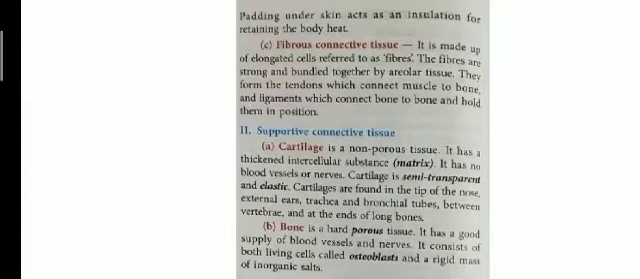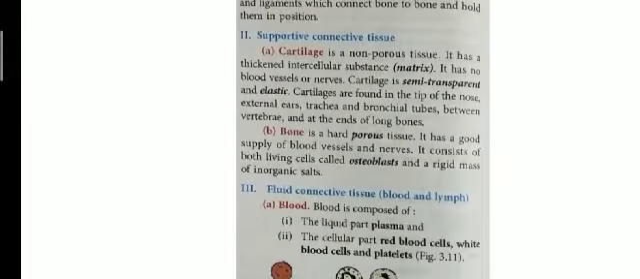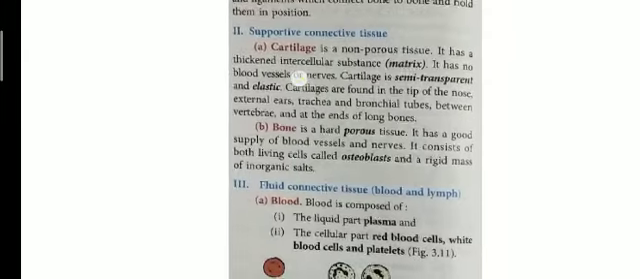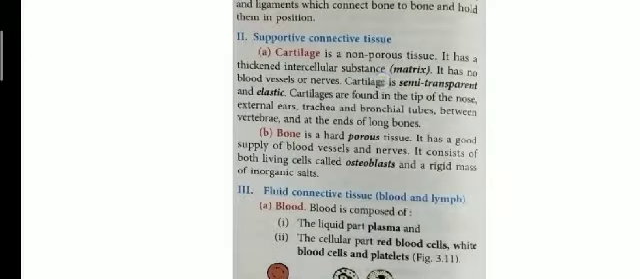Now next one is supportive connective tissue. Supportive is of two types, which give support to our body. First one is cartilage, another one is bone. Remember, cartilages are non-porous, whereas bone is porous tissue. It has thick intercellular substances, so it has a matrix. It does not have any blood vessels or nerves. They are semi-transparent and elastic.